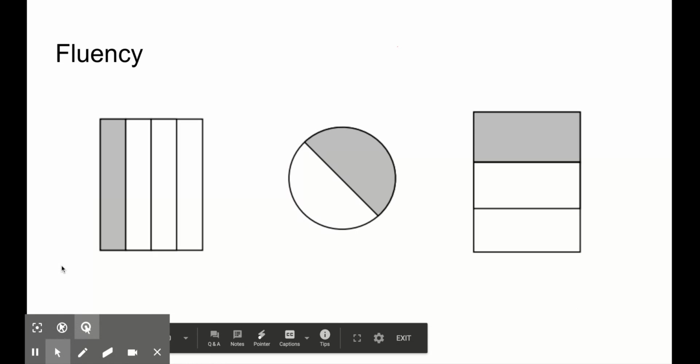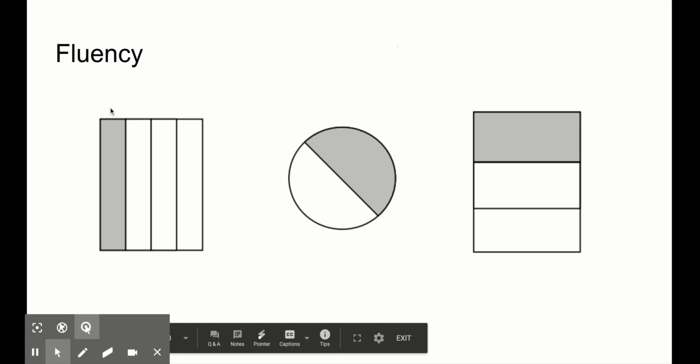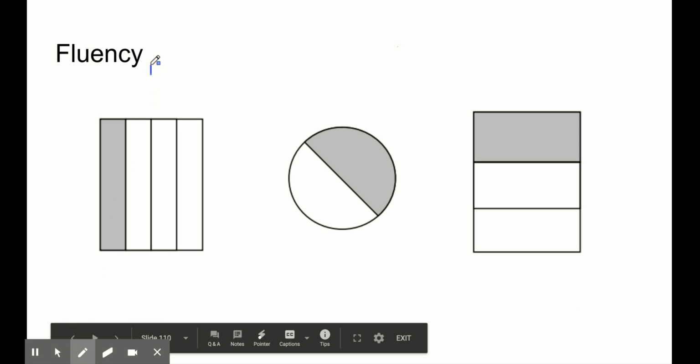Let's do some fluency work. We need to decide here in each of these shapes what it's divided into. Is it divided into fourths, halves, thirds? What is it divided into? Take a look at this one first. How many parts is this shape divided into? It's divided into 4 parts. So this shaded area is 1/4.